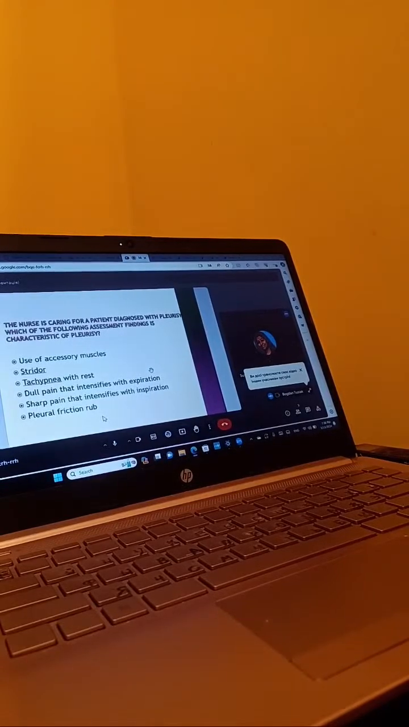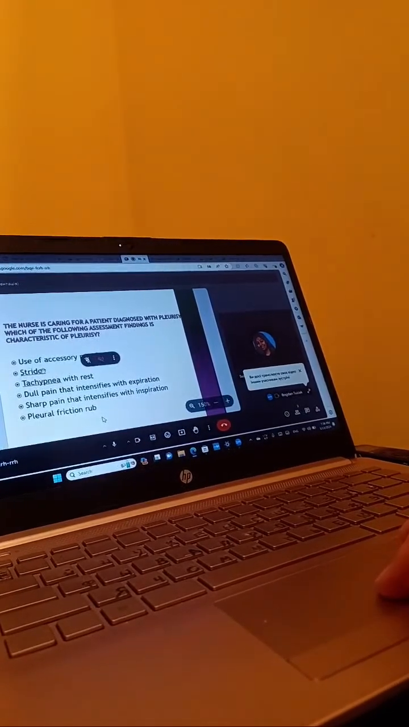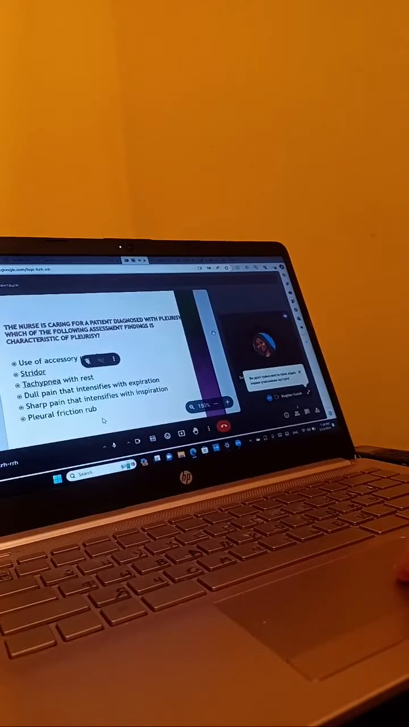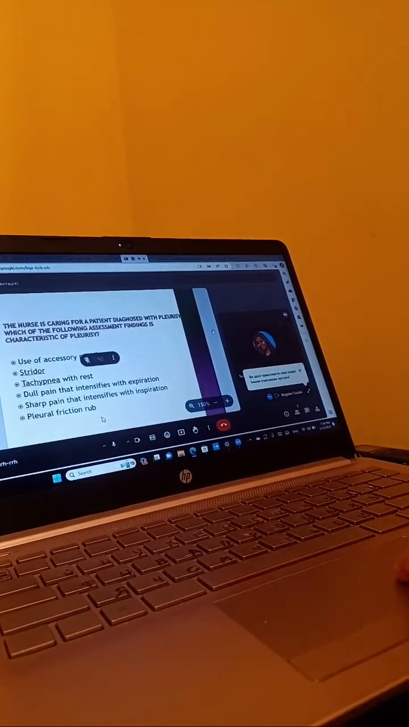So will they have accessory muscle breathing in pleurisy? No. If they breathe so hard, it'll pain too much, so they will try not to breathe so hard, I guess.